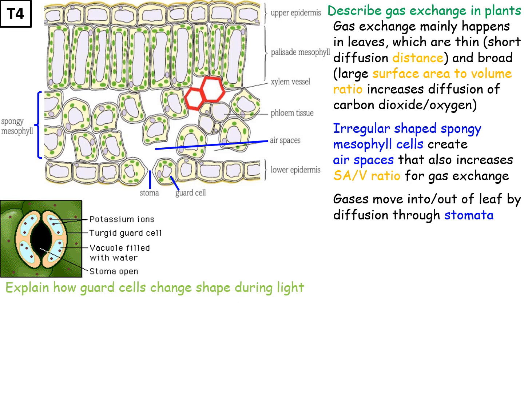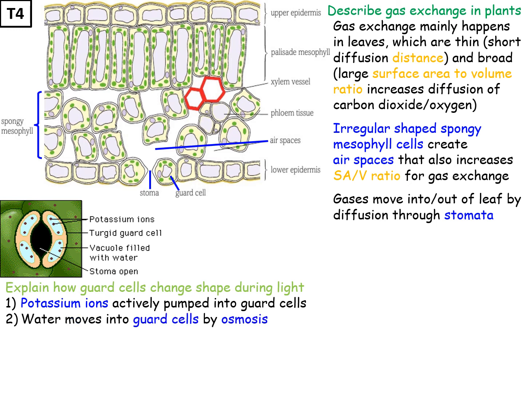Explain how guard cells change shape during light. First, potassium ions are actively pumped into guard cells when there is a high light intensity. This means that the water potential inside the guard cells is lower, so that causes water to move into the guard cells from the surrounding cell by osmosis.